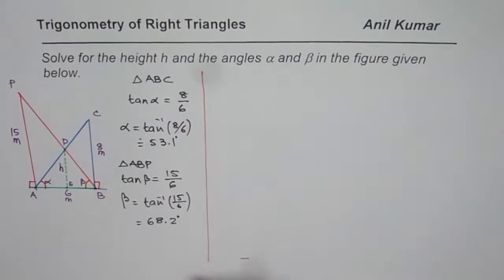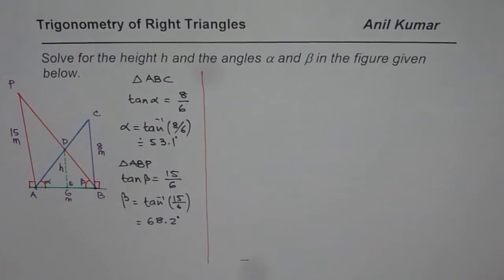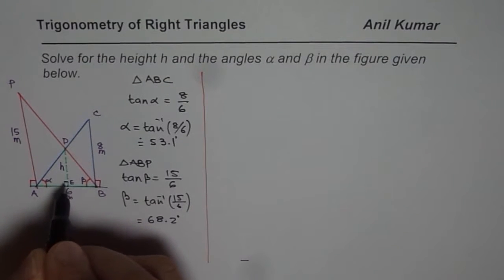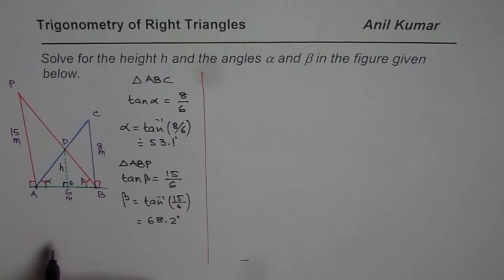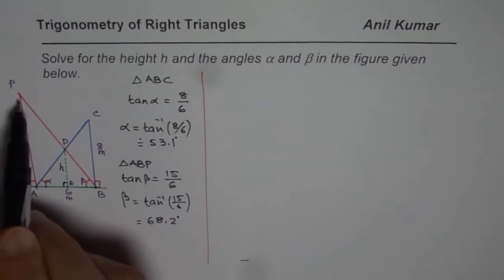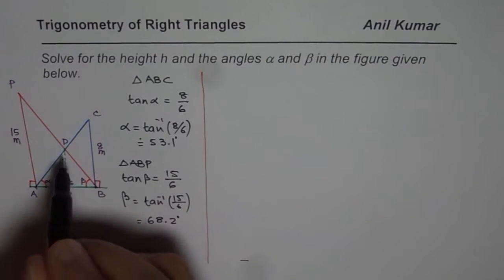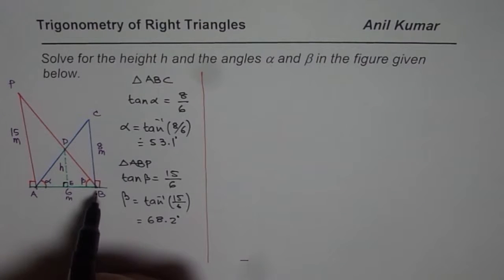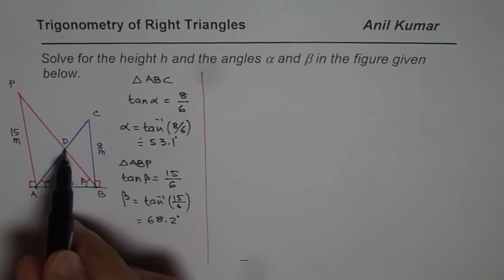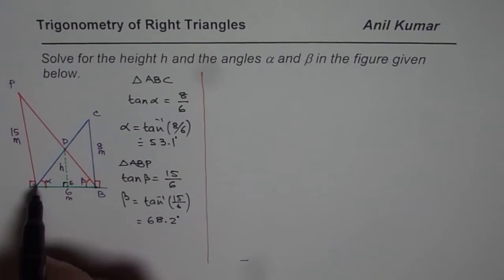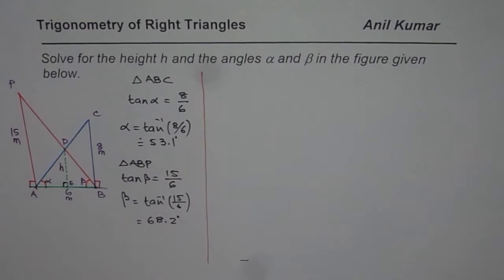Now let's see how to find the height h. To find the height, we can use similar triangles or we can use trigonometry. Either way we can find it. Let's use similar triangles in this case. Now all these are perpendicular, right? So if you look at this big triangle, since DE is parallel to PA, we have two similar triangles. The ratio of their sides is in fixed proportion, correct?